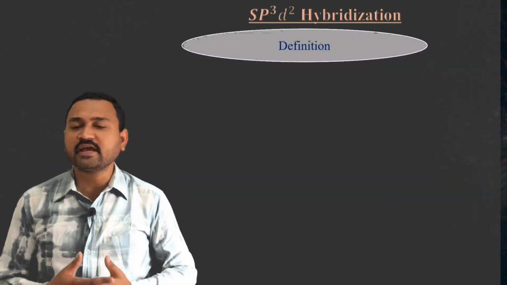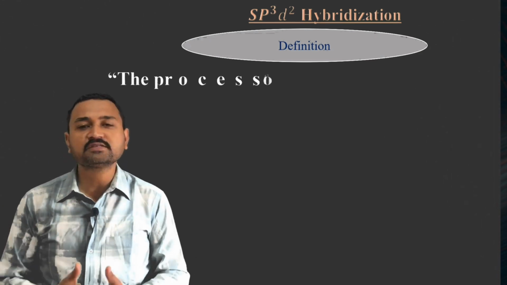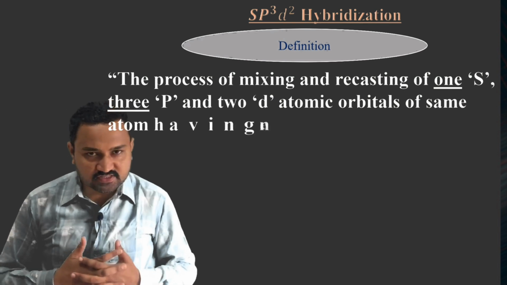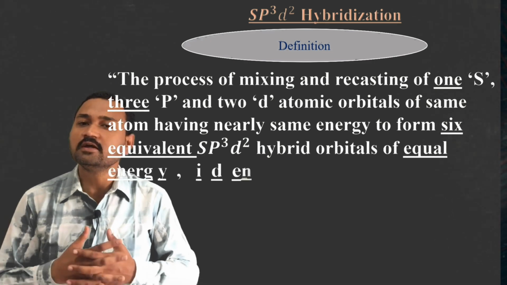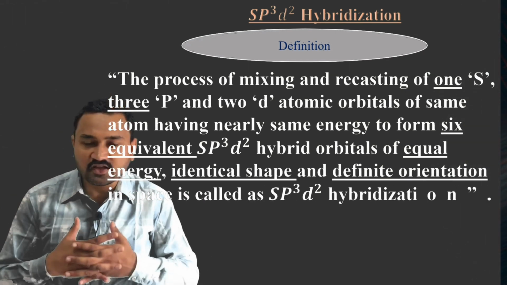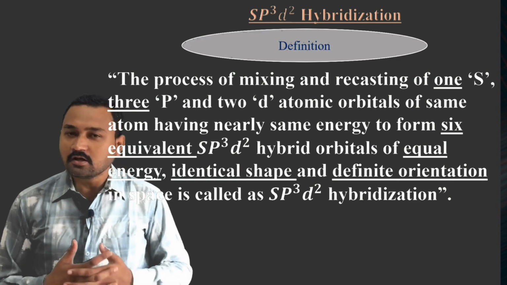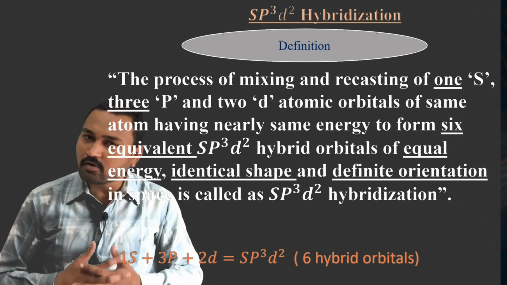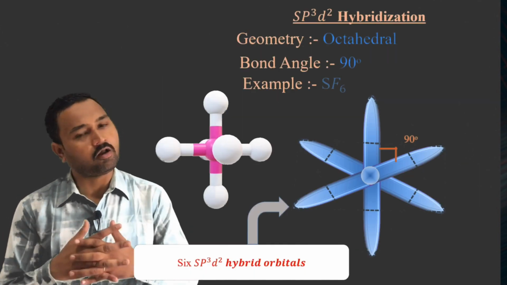Now let us define the next type of hybridization, that is sp3d2 hybridization. The process of mixing and the recasting of one s, three p and two d atomic orbitals of the same atom having nearly same energy to form six sp3d2 hybrid orbitals with equal energy, identical shape, the definite orientation in space is called as sp3d2 hybridization. Now here the one s, three p and the two d atomic orbitals of the same atom combine to give six sp3d2 hybrid orbitals.